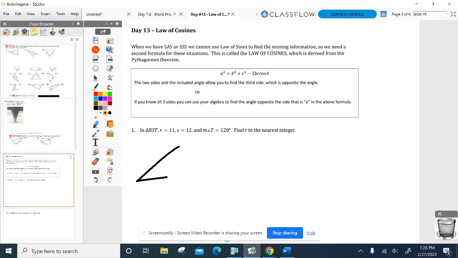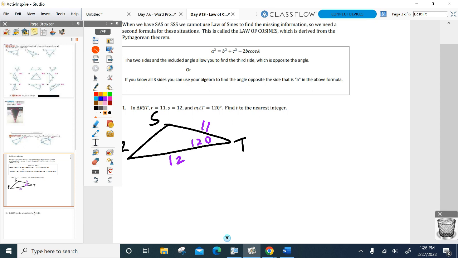Side across from angle R. Yes, so RST. Instead of calling it side ST, now we call it R. So side R is 11. Side S is 12. Angle T is 120. And it's asking you for side T, the side across from angle T.